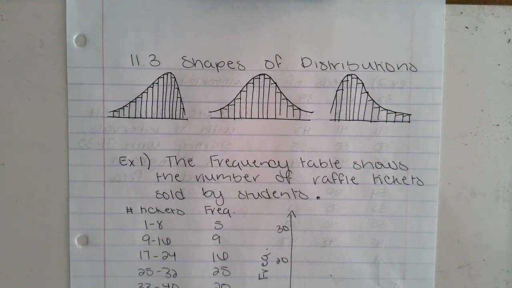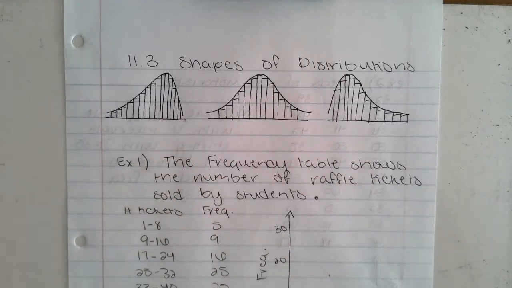In 11.3, we are going to talk about the different shapes of different distributions that you might see. In the previous sections, you looked at different ways to display data. Let's just say we have a bar graph, or in this section, we are going to learn about histograms. Histograms are the same thing as bar graphs, except both of our variables are quantitative, so we're dealing with numbers. Anyways, we'll get to that later.